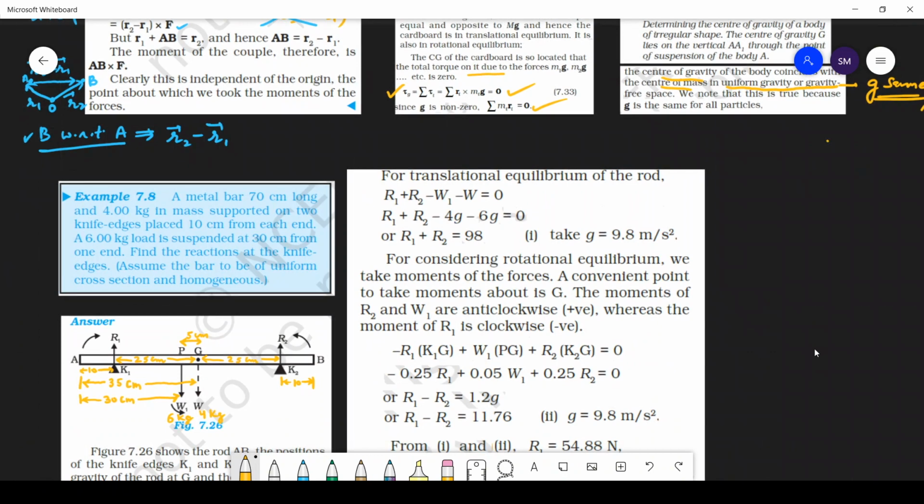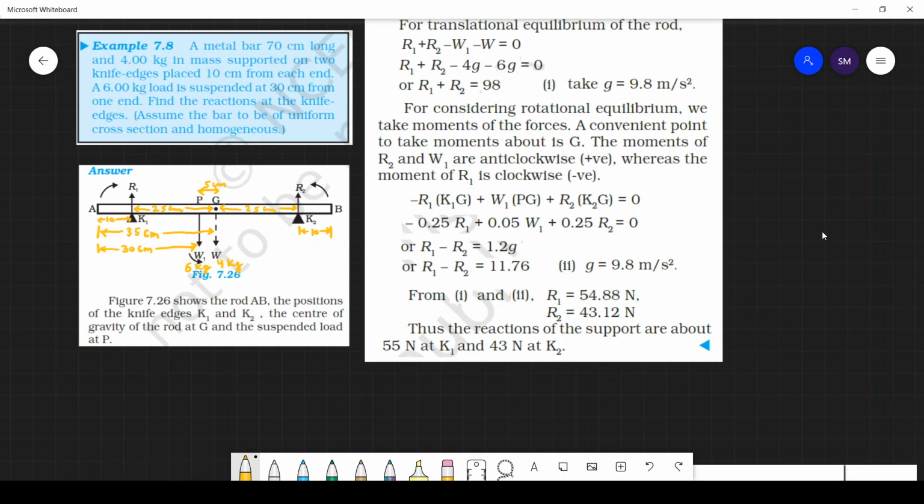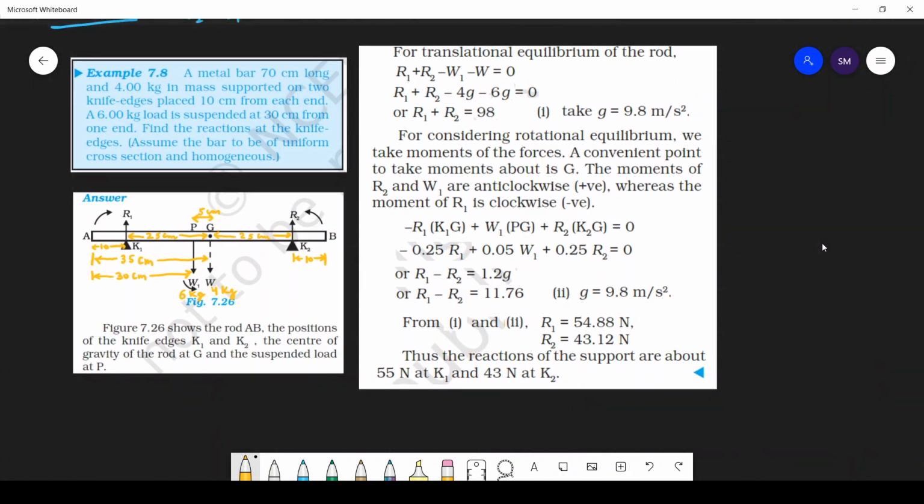Why do we need the center of gravity? Okay, look at this question. These are two examples related to the center of gravity. We have a metal bar over here, and this metal bar is 70 centimeters long. So this AB length is 70 centimeters.